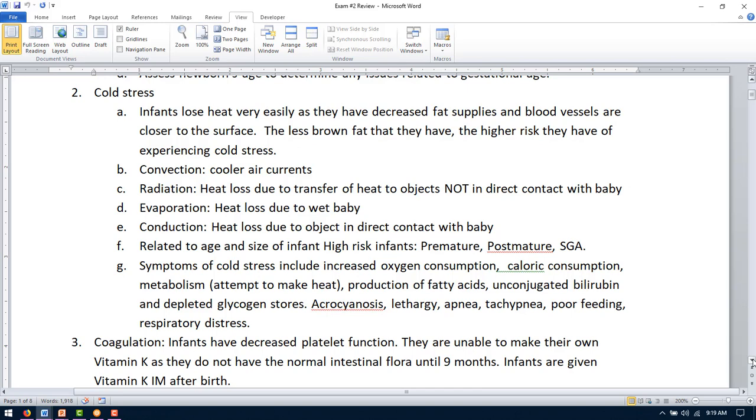Physically, they're going to have acrocyanosis, which their arms and legs are going to be blue because their blood is circulating to the most important areas, the trunk, to make sure that all the organs are staying healthy. The arms and the legs kind of get the second batch of blood, I guess. They're going to be sleepy, lethargic. You may see periods of apnea in between the tachypnea. They're not going to feed very well, and they're going to be in respiratory distress.